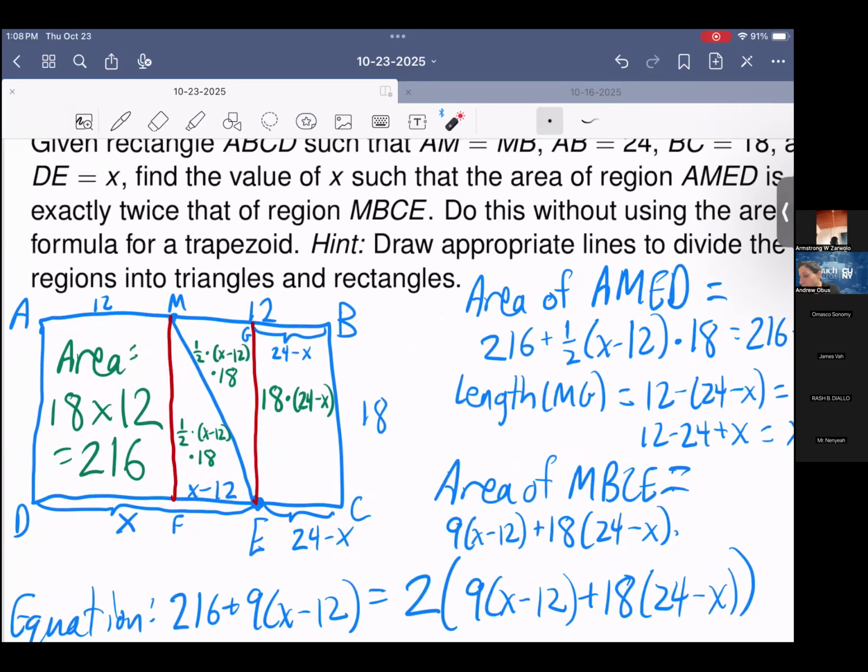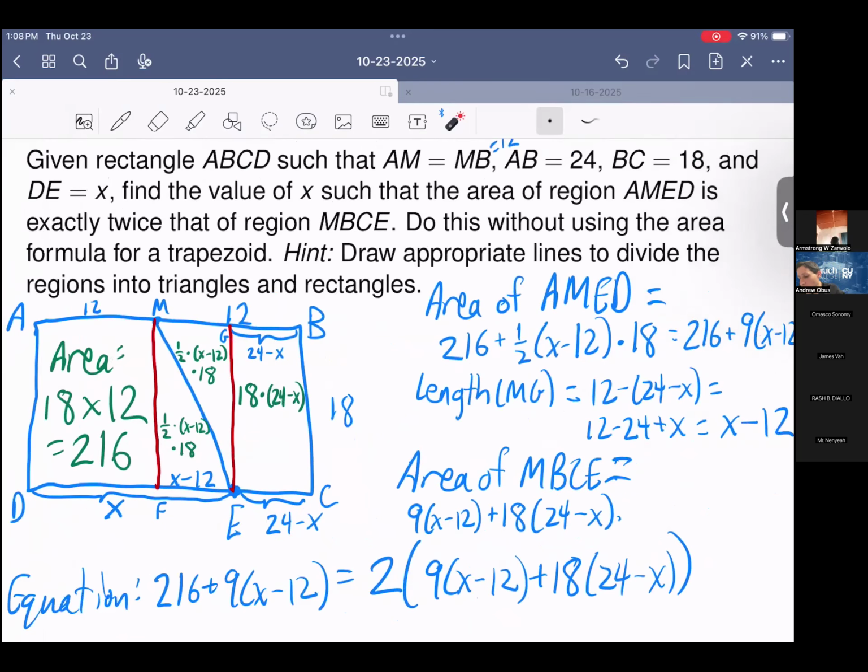There's other ways of doing this. For instance, if you wanted to simplify it, you could show that the entire area of the rectangle is 24 times 18. And so what you really want is to just get this area to be 2/3 of that. Then it will be twice the remaining area. So you could do, 24 times 18 is 432. And so you could say that what you actually want is for this area to be 2/3 of 432, and then do a calculation there. It makes the algebra a little bit easier.